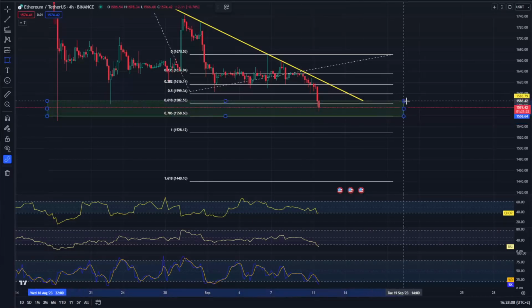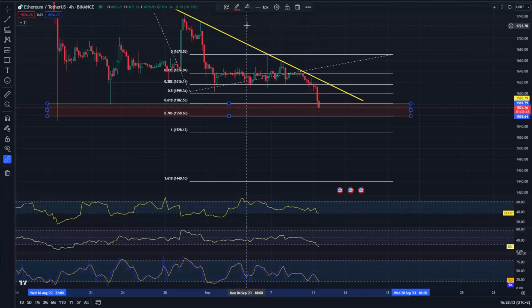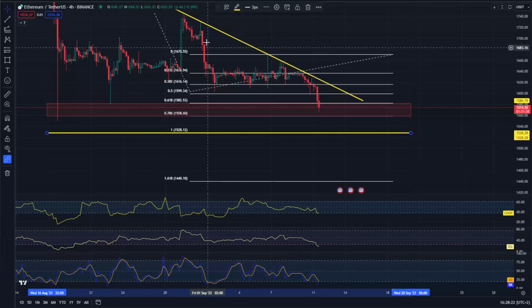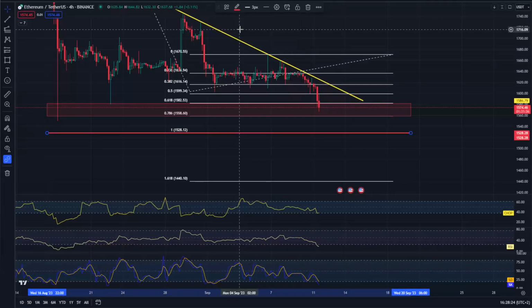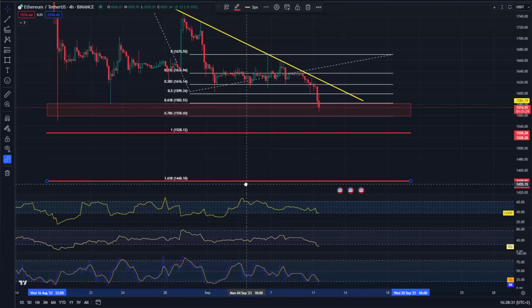As you can see, first we have a support zone with the price ranging from $1,581 to $1,528. The second support is at $1,528, but if the support does not maintain the price, we may see a quick price drop in support area at $1,440.